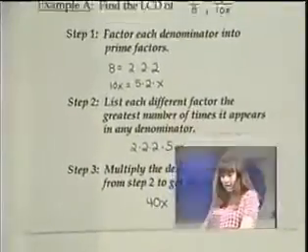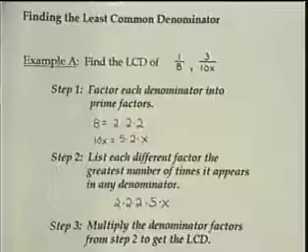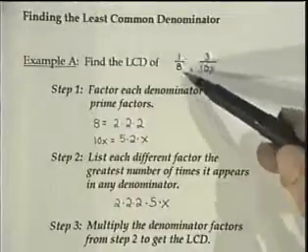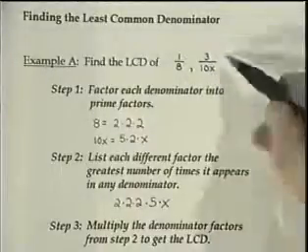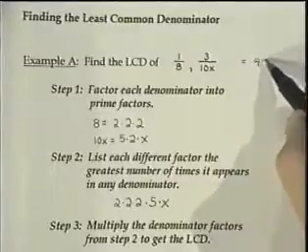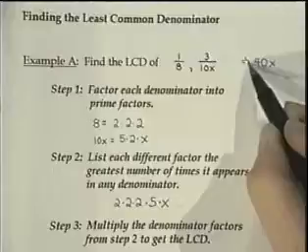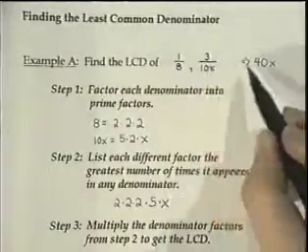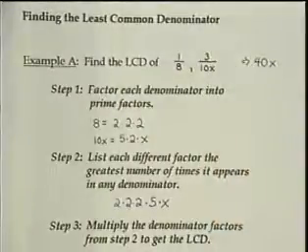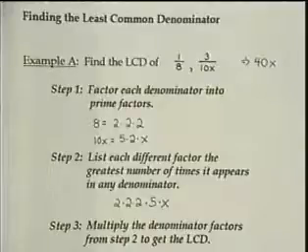And so to summarize, let's go back to the top. The least common denominator of 1/8 and 3 over 10x is 40x. That's the least common denominator. That's the smallest thing that both 8 and 10x will divide into. Okay, so keep those steps handy. I hope you copied them down, and we're going to work several examples now.